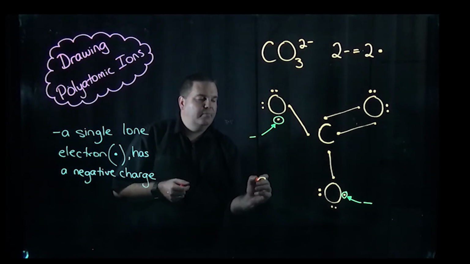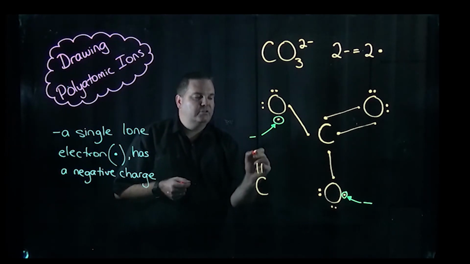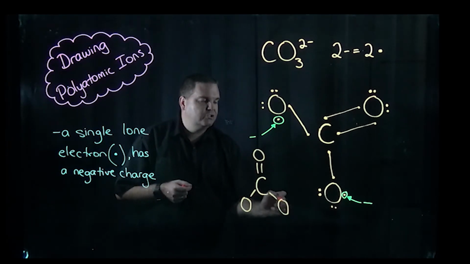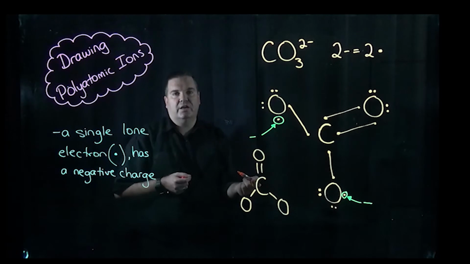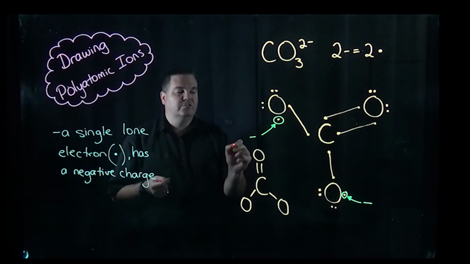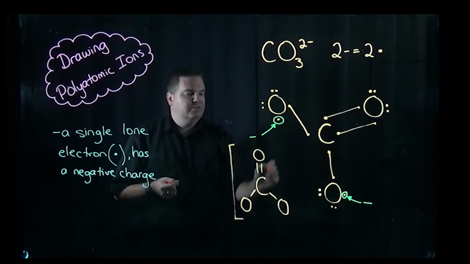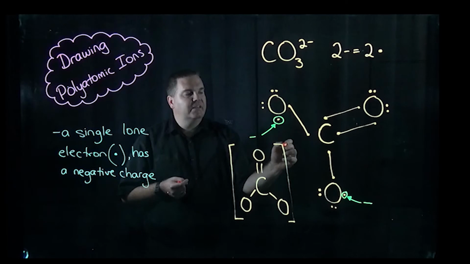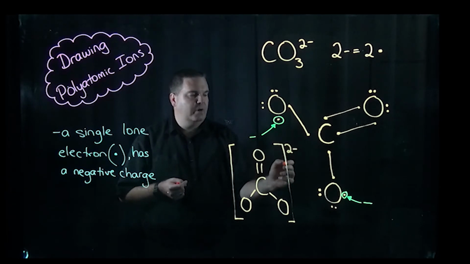So we have a carbon in the middle, double bonded to oxygen at the top, and single bonded to oxygen over here. You don't need to show those lone electrons for the charge, but what you do need to show is that this structure has a charge. To do that, we put square brackets around the molecule, or the ion I should say in this case, and we indicate the charge up here. So this is a 2-.